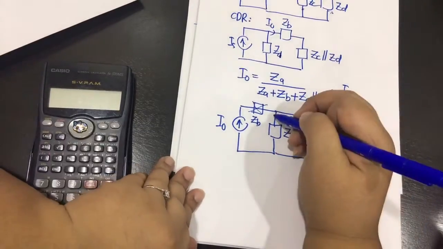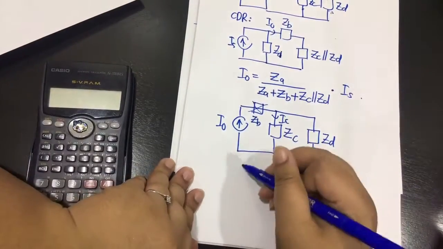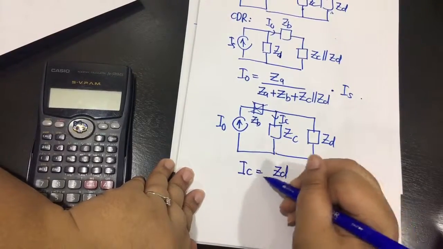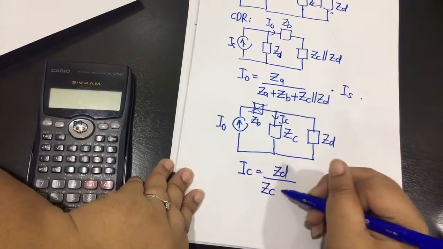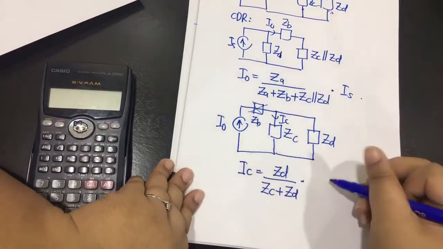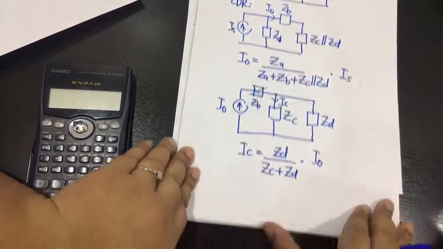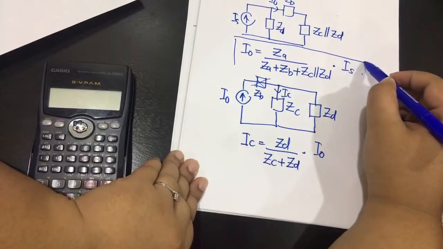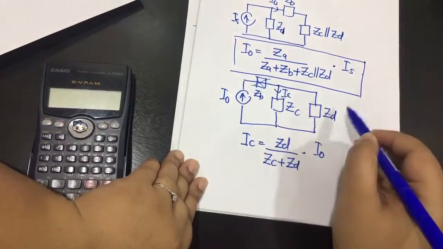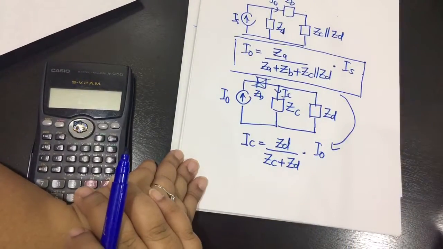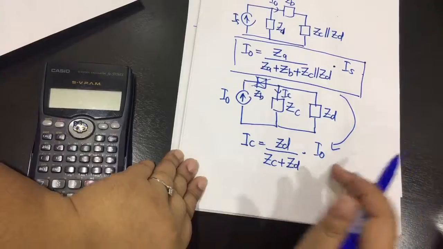Then to calculate IC equals ZD divided by ZC plus ZD, then multiply with I node. So you can substitute in I node, this one into here, and calculate IC.